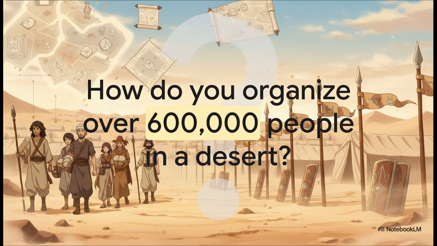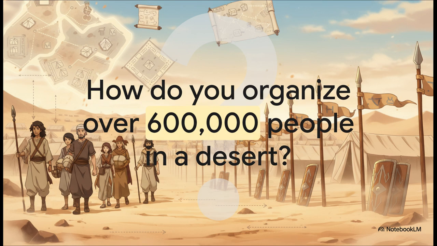Now, I want you to really think about this practical question. How do you organize over 600,000 people in a brutal desert? Imagine the sheer logistics here. Without a strict, universally understood system of order, a migrating population of this immense size, wandering around the harsh Sinai wilderness, would literally descend into absolute chaos in a heartbeat. They absolutely needed a structure for living, a structure for moving, and a structure for defense.